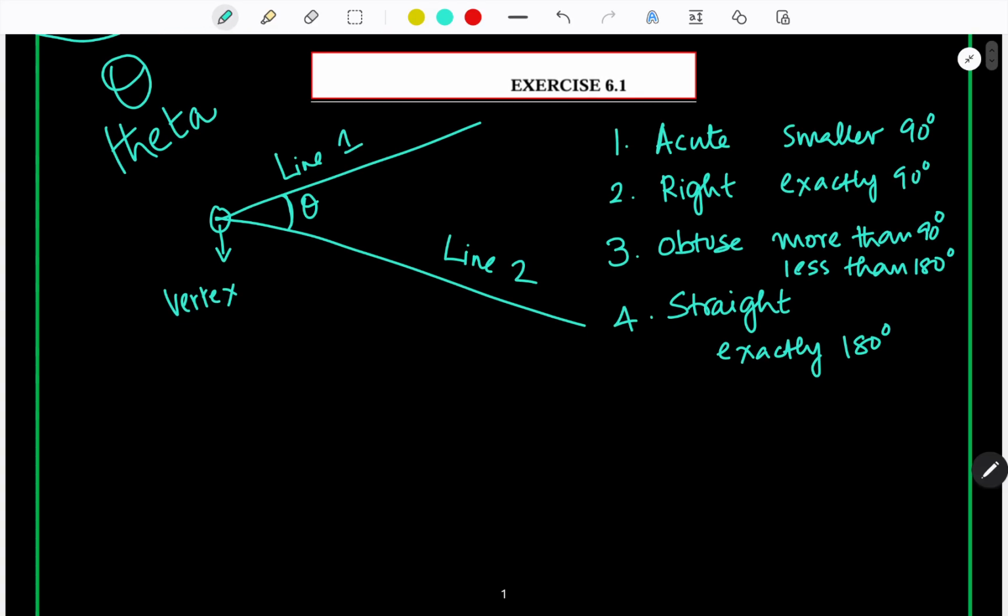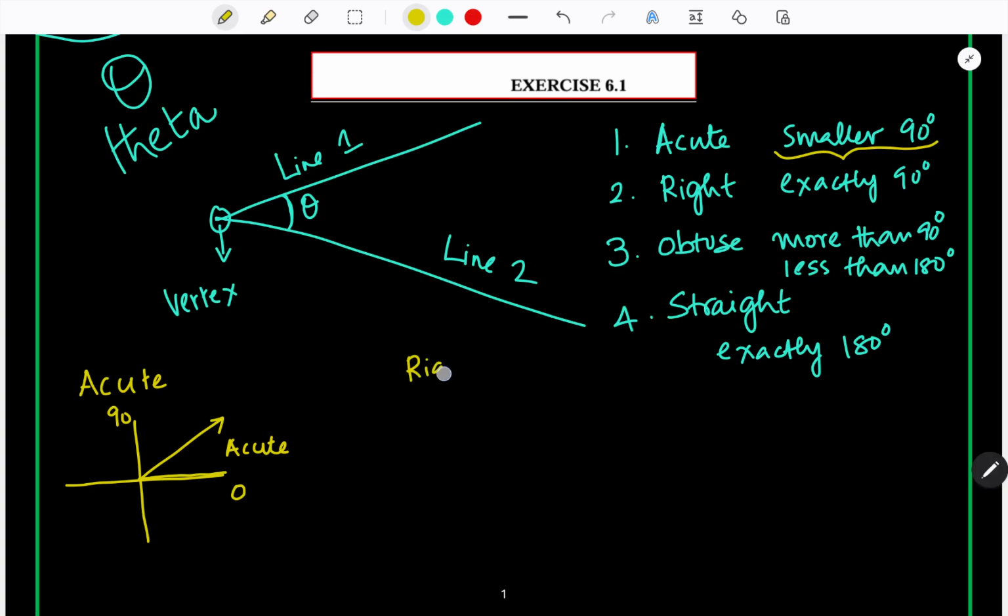Now let's just see the pictures of these. Let me draw what is an acute angle. Acute angle, what did I say? Smaller than 90 degrees. So let me draw this one. This is your 0 and this is your 90 degrees. Which is smaller than this. So this is the acute angle. Let's go for right angle. Right angle means exactly 90 degrees. So this is exactly 90 degrees.